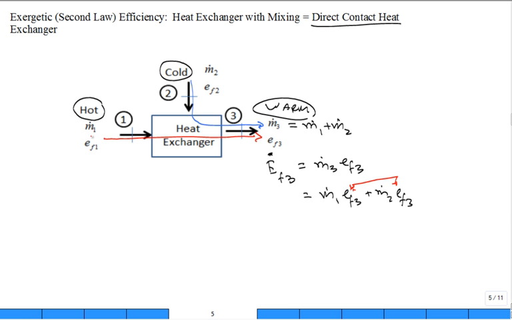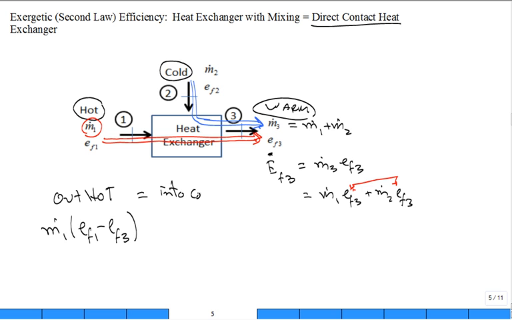But here we see that m dot 1 continues through the system, and m dot 2 goes through the system. So we can say for exergetic efficiency, something's coming out of the hot fluid stream. What comes out of the hot would be modeled as m dot 1 times EF1 minus EF3. And it's going to go into the cold fluid stream. That's equal to m dot 2 times EF3 minus EF2.